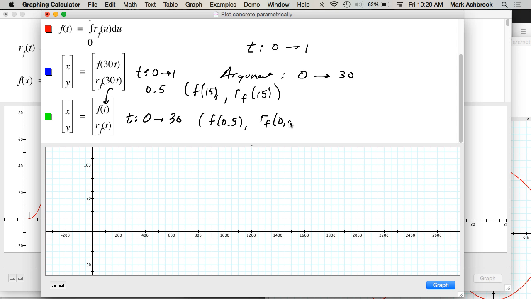They generate the same set of ordered pairs, the same correspondence points of volume and rate, as long as you get the right range of t. But they're different functions because you get a different correspondence point for the same value of t.